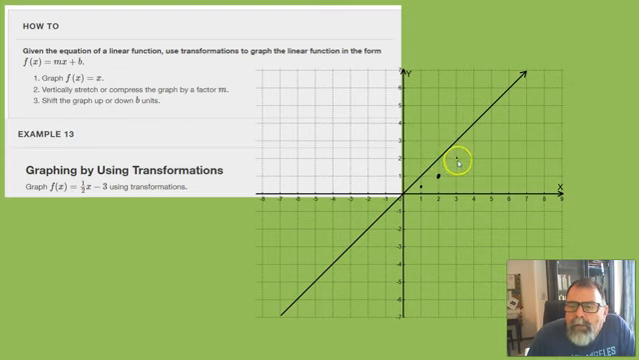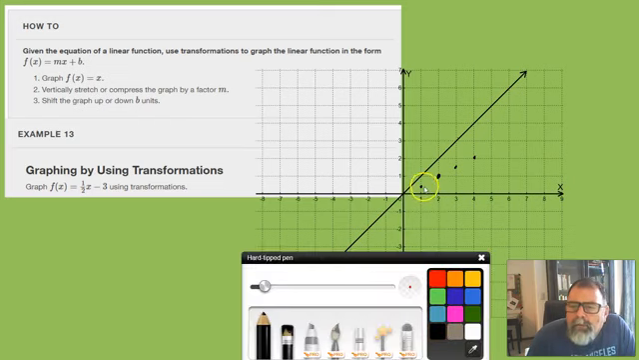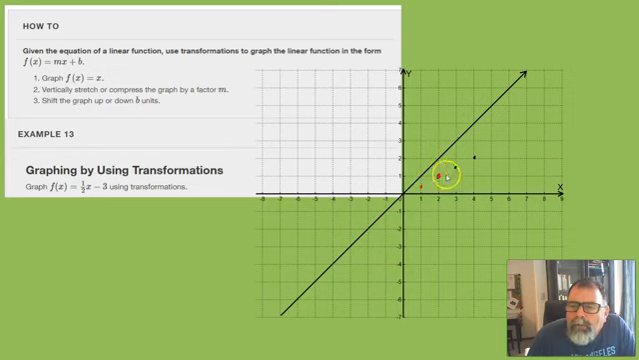So let's see, 3 divided by 2 would be 1.5, 0.5, 4, and so on. And then we're going to shift it up or down 3 units. So that's going to get shifted down 3 units. So each of those points will get shifted. Here, let's do this using different colors. Okay, so this would be my transformed one.